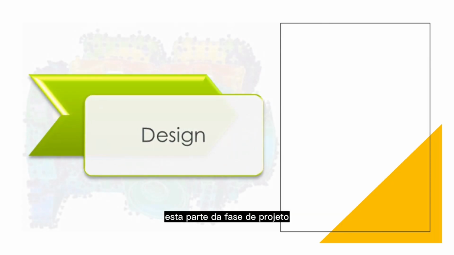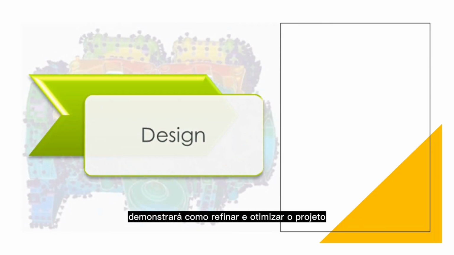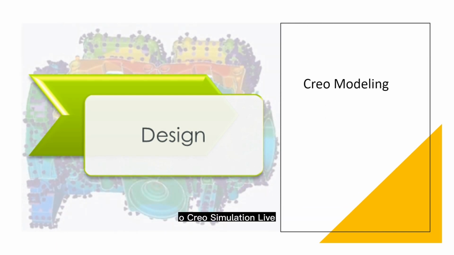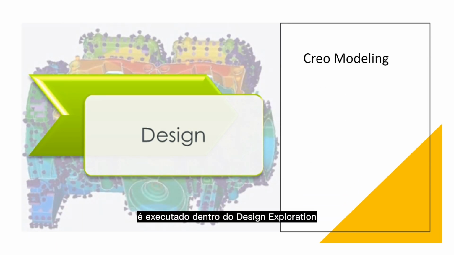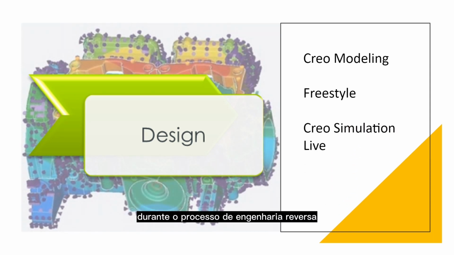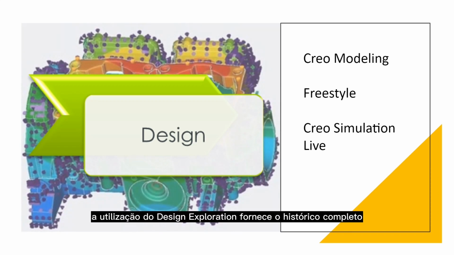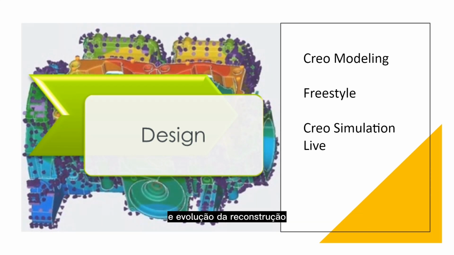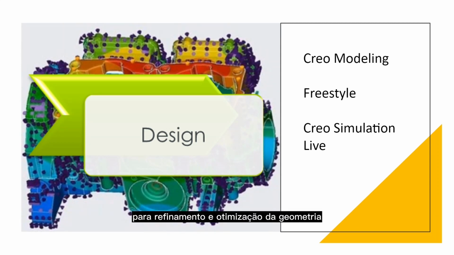This part of the design phase will demonstrate refining and optimizing the design. Creo Simulation Live runs within design exploration and provides immediate feedback during the reverse engineering process. Using design exploration provides the complete history and evolution of reconstruction. CSL is used to provide guidance for refinement and optimization of the geometry throughout this part of the process.